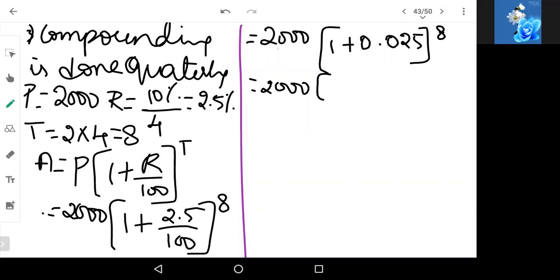2000 into 1.025 to the power 8. So you will be getting, multiply 1.025 8 times. So 1.025, 1.025, if you do it 8 times, you'll be getting how much? Can anybody say me the answer?